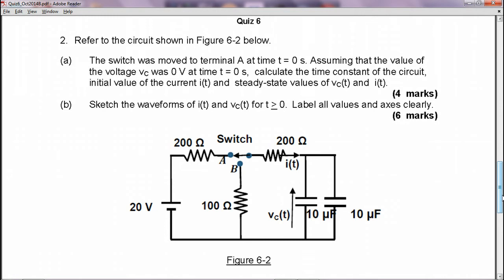And it wants us also to calculate the initial value of the current and the steady state values of the voltage Vc and current I flowing through the capacitor. And the second part wants us to sketch the waveforms of I and Vc after time t is 0 or greater, and we are supposed to label all the values and the axis clearly. Alright, let's see how we can handle this question.